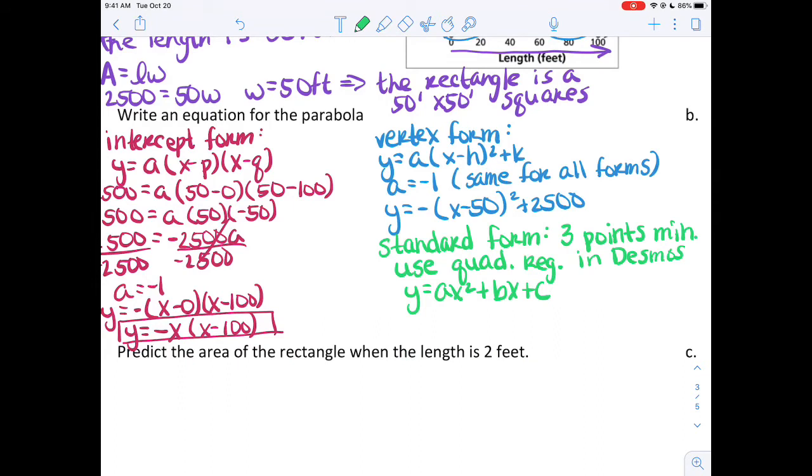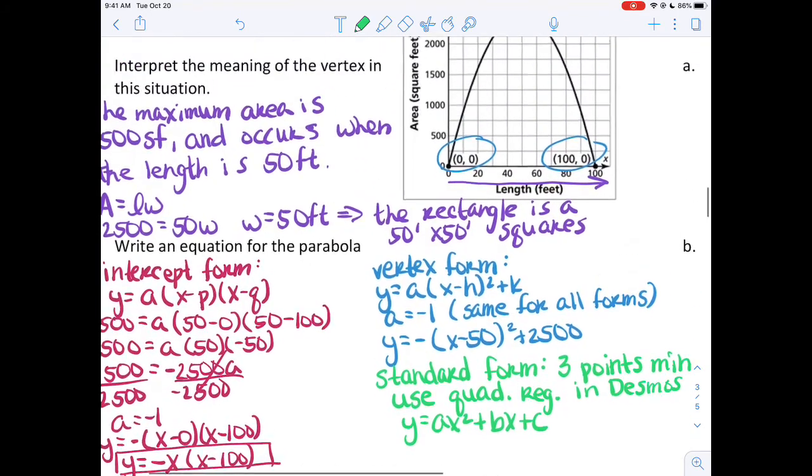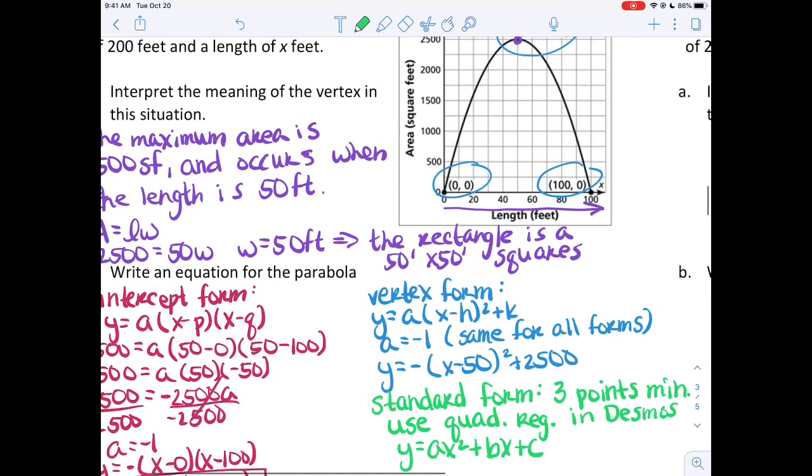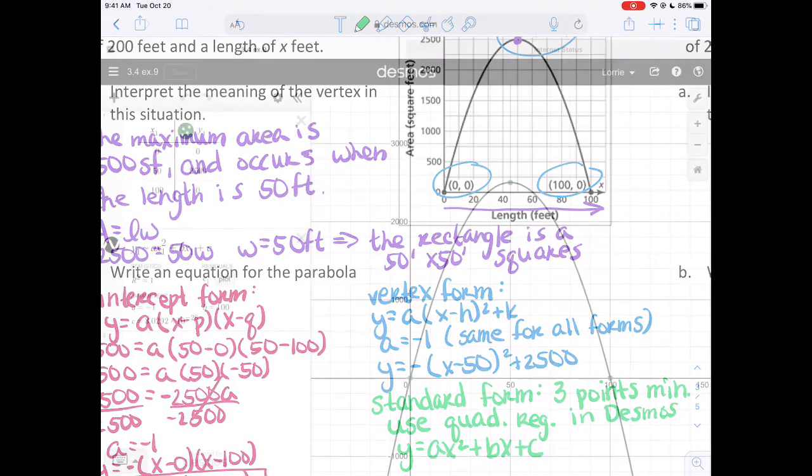Finally, if we look at standard form, we need 3 points minimum in order to define a quadratic function in Desmos. And notice that we happen to have 3 points. So I'm going to use these x and y values to create a table in Desmos and write my equation in standard form, just like we did with the last example.